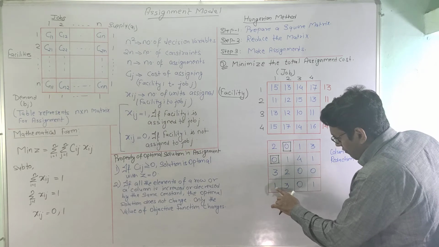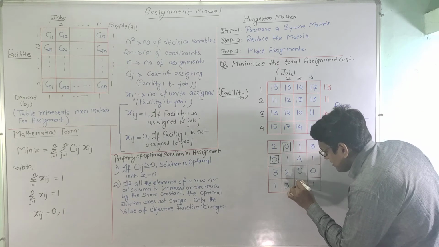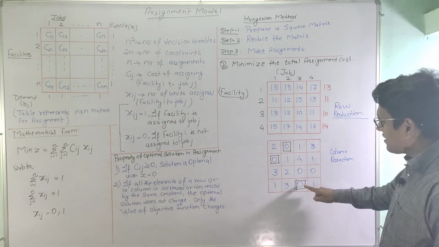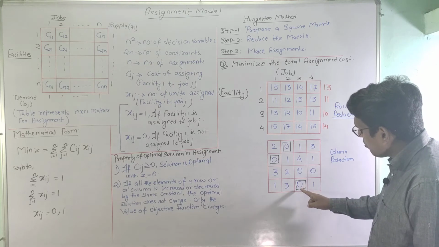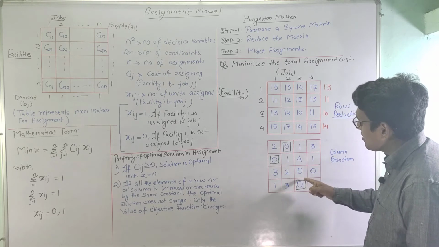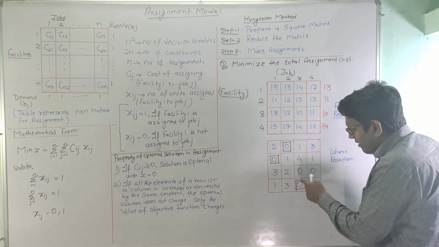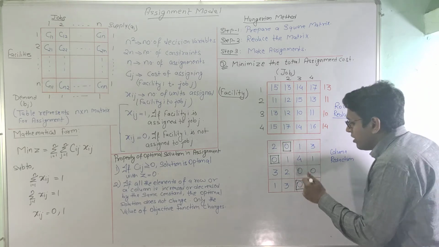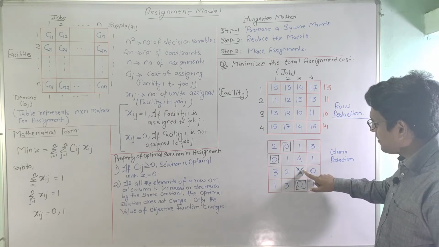After moving to row 4, we can see that in row 4 we have a single 0. So we will assign this. After assigning this, no more assignment can be done in this row and no more assignment can be done in this column. In this column we can see that there is one 0, but once this has been assigned, no more assignment can be done in this column. So this 0 becomes ineligible for assignment.